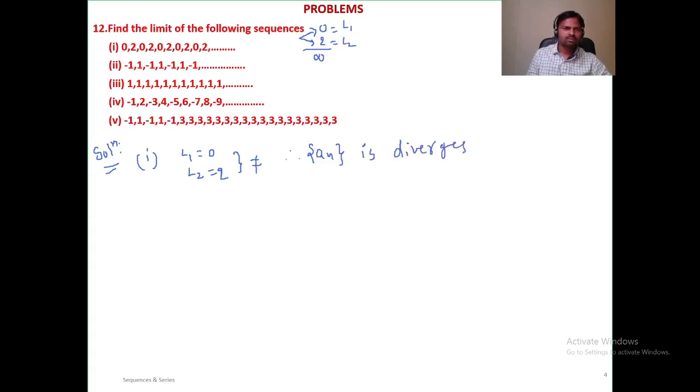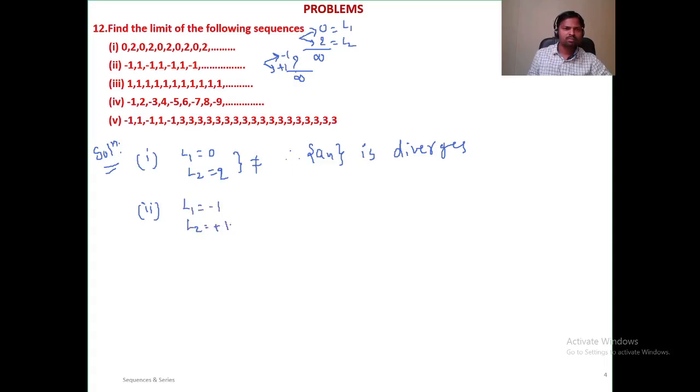Diverges. Similarly, look at the second one. Minus 1 plus 1 minus 1 plus 1 minus 1 plus 1, again same story. So if you go to infinite position, what will be the number at infinite position? Again here two options, either it can be minus 1 or plus 1. So again same story. So here L1 is minus 1 and L2 is plus 1.